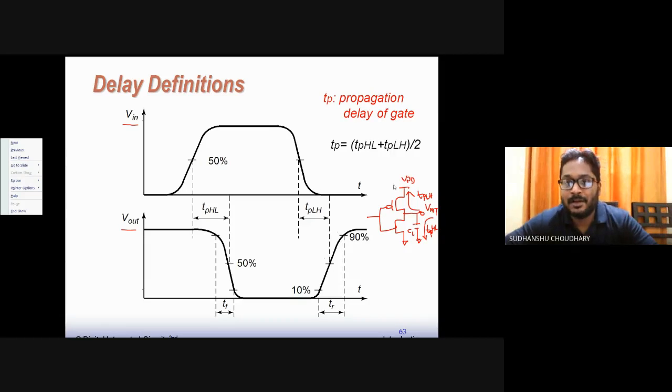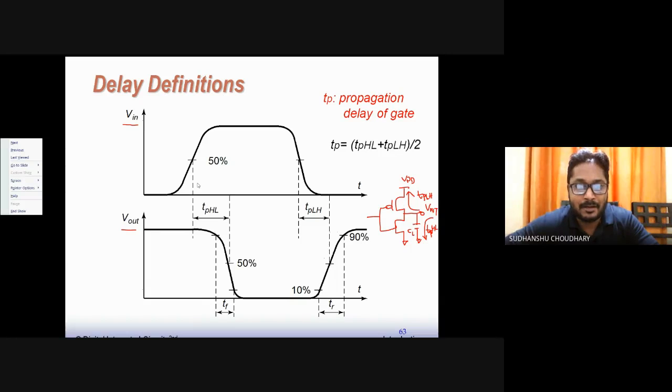Now, in many cases, you will find that this TPLH and TPHL are not the same. So that is why we need to take an average of these two values. Otherwise, if they both are the same, one can say that TP is equal to TPLH or TPHL. But since in many situations both are not the same, we apply this formula, that is, propagation delay is calculated by the average of these two times, the charging time and the discharging time.